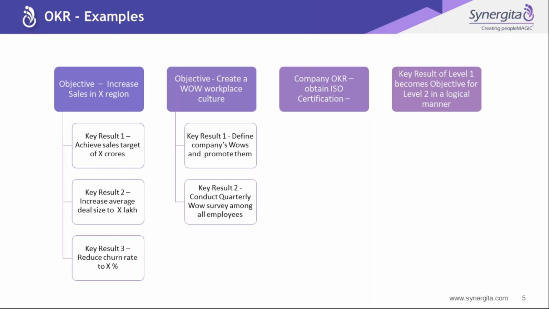And the third key result will be, I don't want my customers leaving the product, so I would reduce the churn rate from Y to X%. So this is how it is going to be. As you see, basically the key result gives you the driver, or it tells you how we are going to achieve the final objective. And the next example will be, for example, you create a WOW workplace culture.